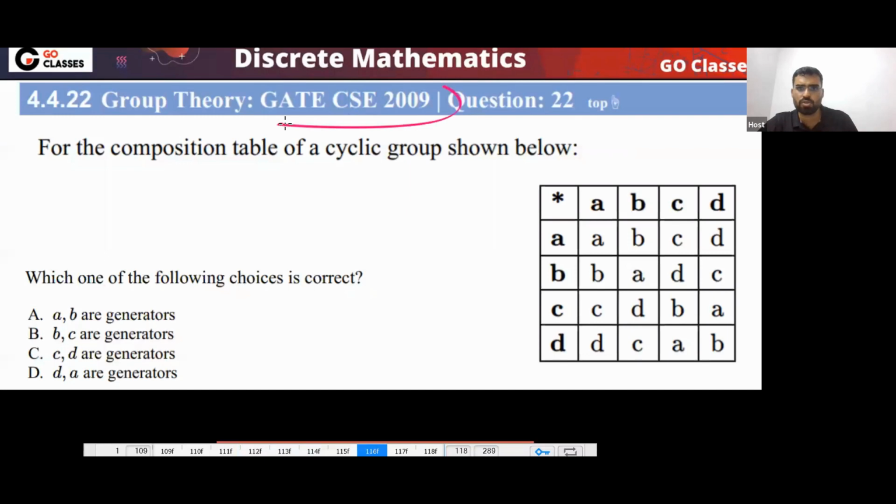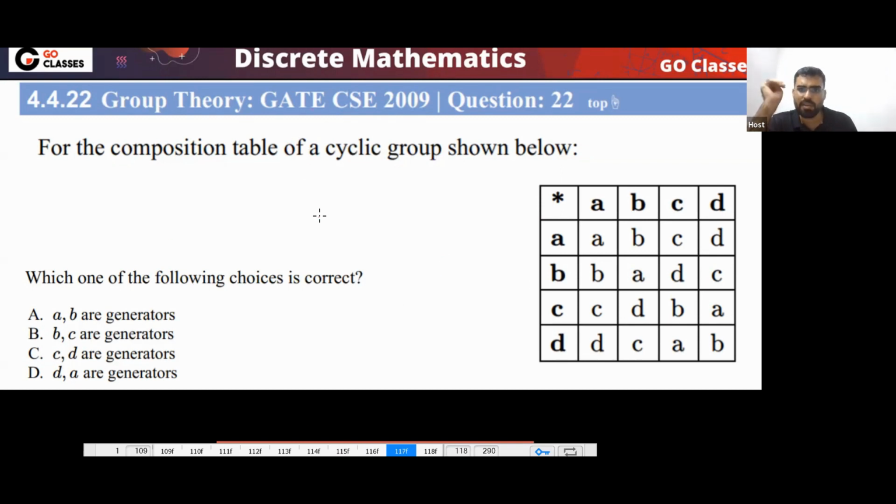This is the question, a GATE 2009 question. Tell me quickly what is the answer. GATE 2009. Which one of the following choices is correct? Which is the generator? Consider the composition table of a cyclic group. This is a cyclic group and you have to find the generator. First you tell me which element can never be the generator.